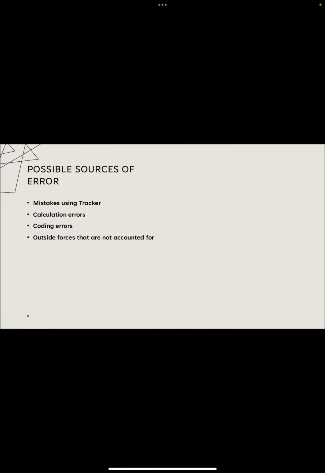So, some possible sources of error for this lab. I could have easily made a mistake using Tracker, as it's easy to mess up finding the exact position through a video. I could have also made some calculation errors. A big source of error could be the trial and error method I used to find the proportionality constant. I could have also made coding errors. And a big source of possible error are outside forces that are not accounted for in the actual experiment.